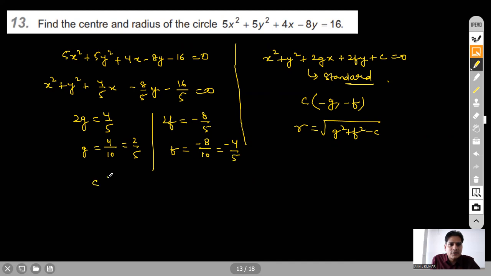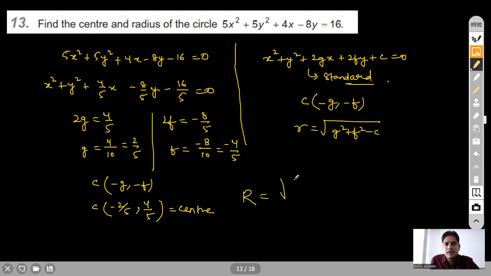So the center of this circle will be minus g comma minus f. Minus g is minus 2 by 5, and minus f is 4 upon 5. So this will be the center of the circle.